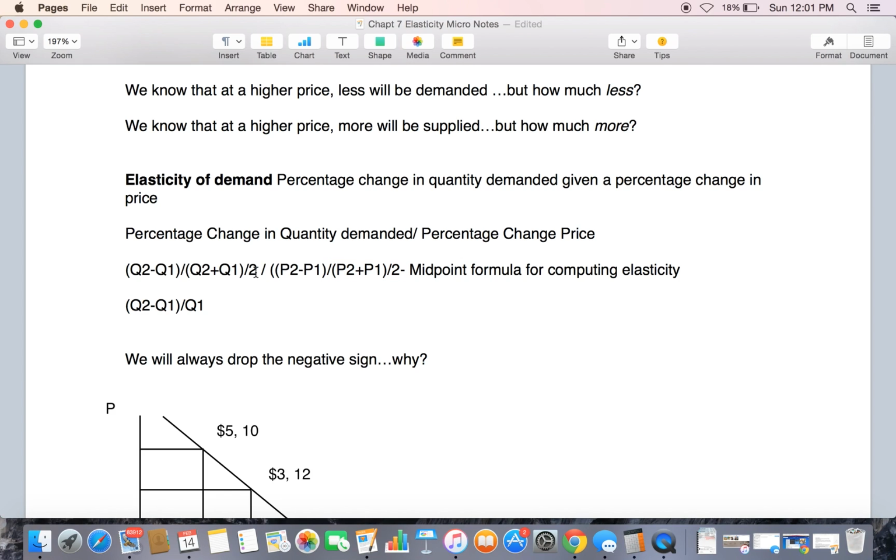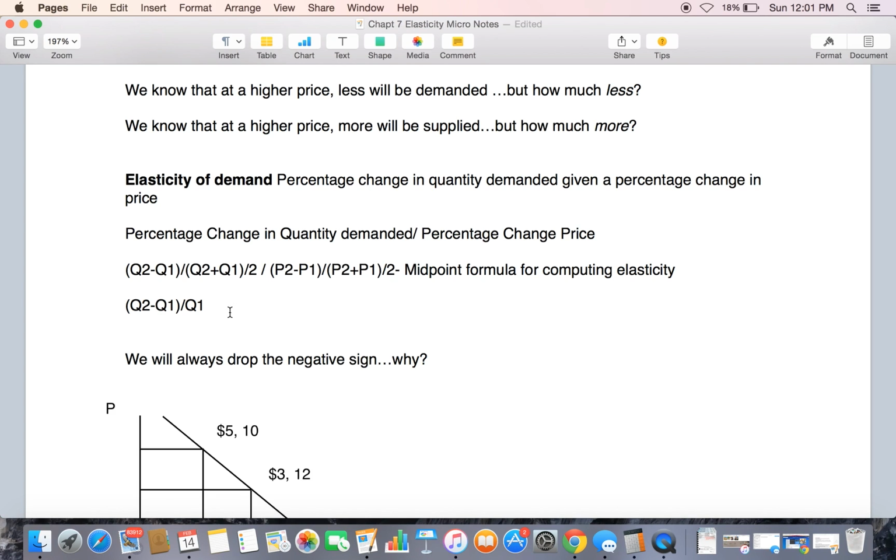One way you could simplify this formula is actually to drop the 2's out. Since you have a 2 in the numerator and a 2 in the denominator, you can simplify the formula to be Q2 minus Q1 over Q2 plus Q1 divided by P2 minus P1 over P2 plus P1. If you want to leave the 2's in there, go for it, but that's just a way to help you simplify the formula.